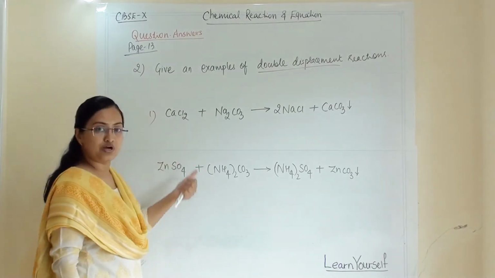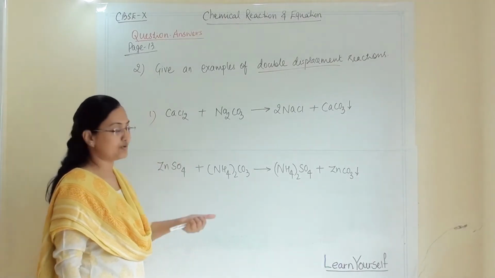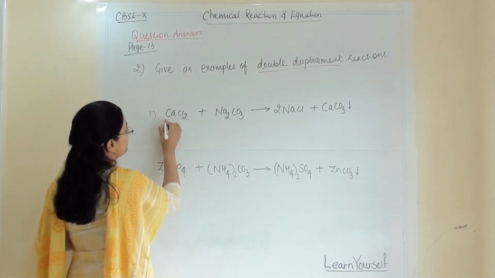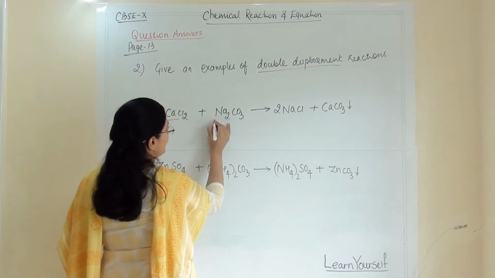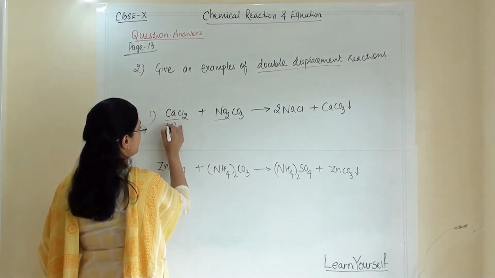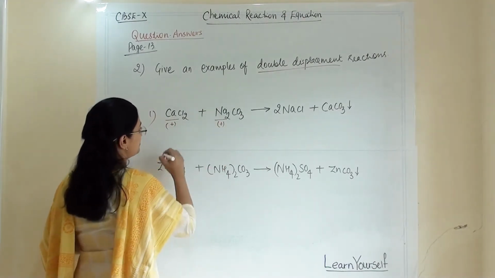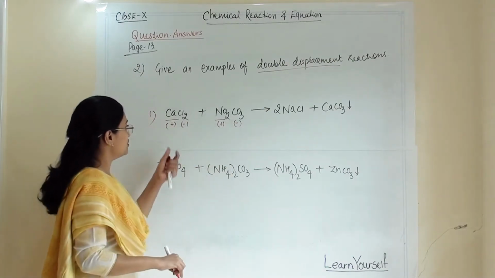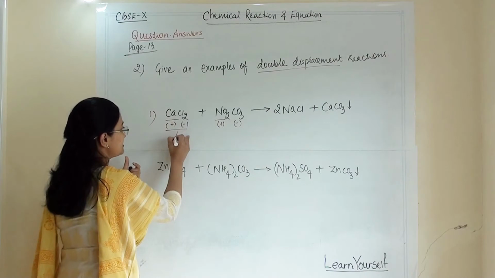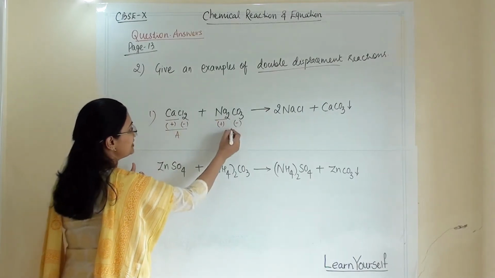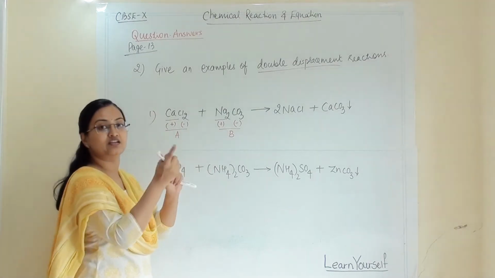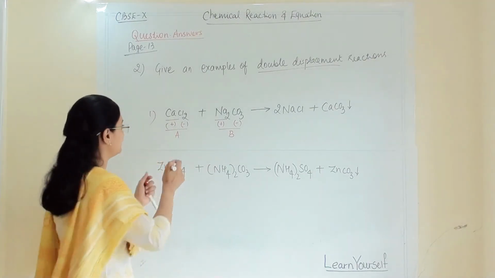First you note down these two reactions. Now we are understanding that calcium and sodium, these two are positive ions. This is a negative ion, this is a negative ion. So reactant A's positive will go with reactant B's negative. That is an interchange of ions.